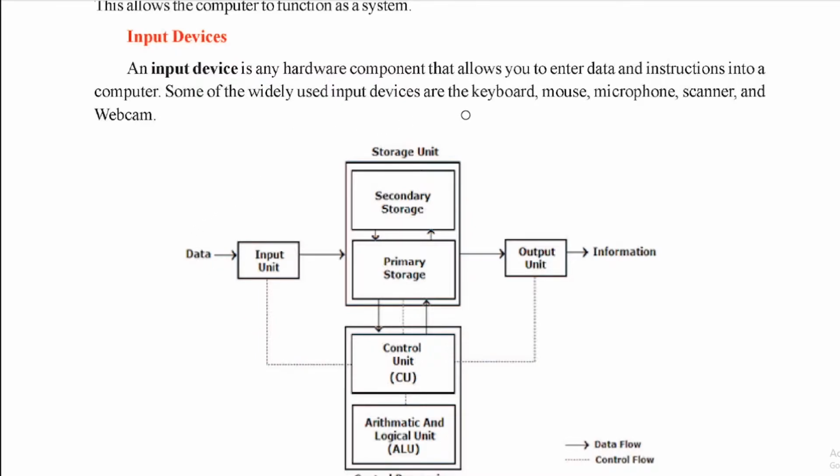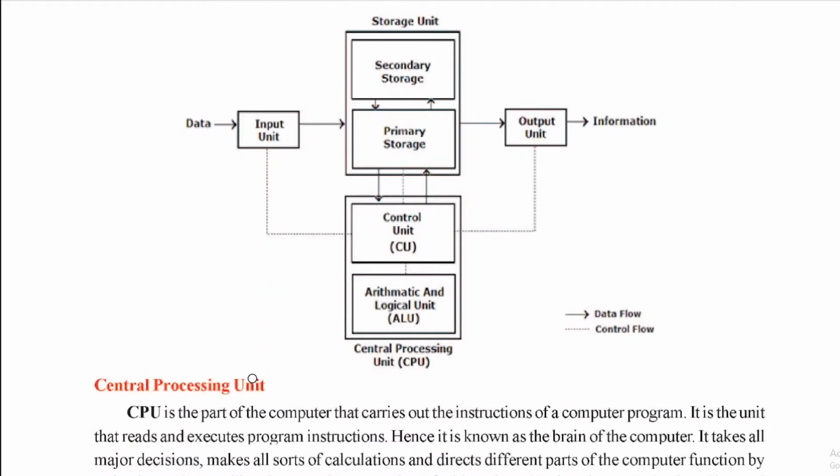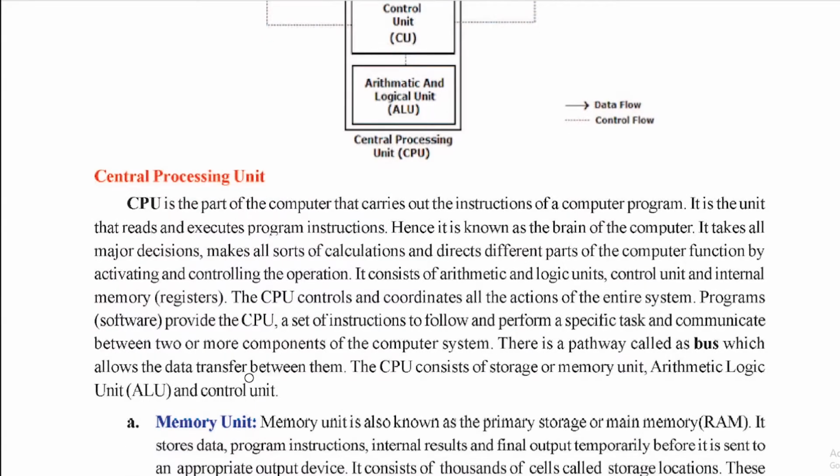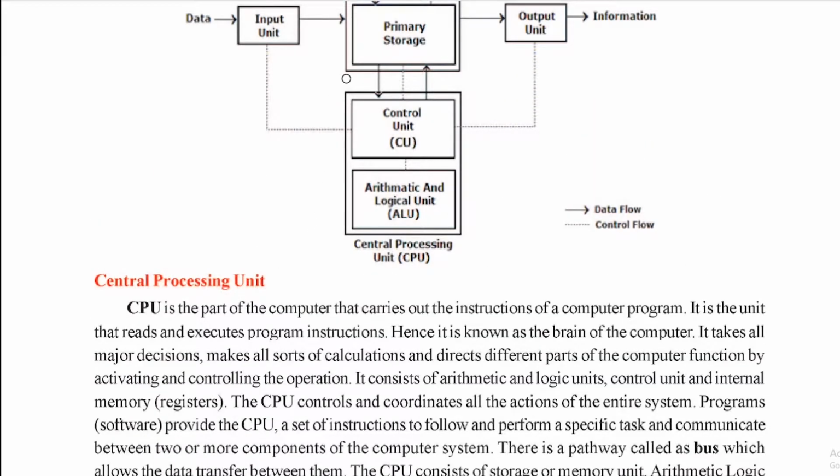That's why we have a keyboard, a mouse, a microphone, a scanner. These are used to link the external world to the computers, through which we are able to provide data and instructions to the computers. Next, we have the central processing unit. This is the part we are discussing now, the central processing unit.